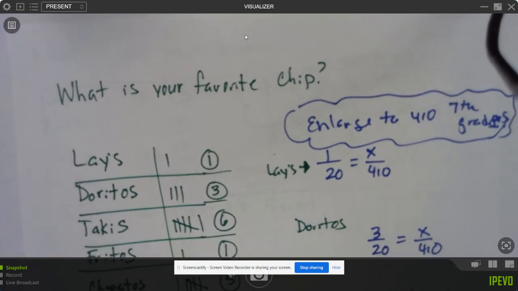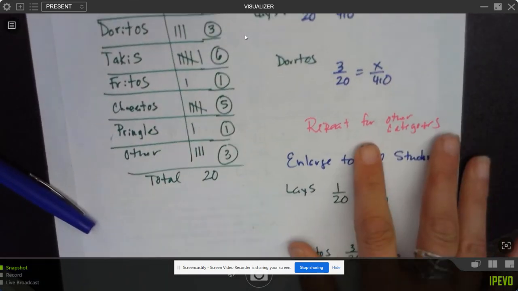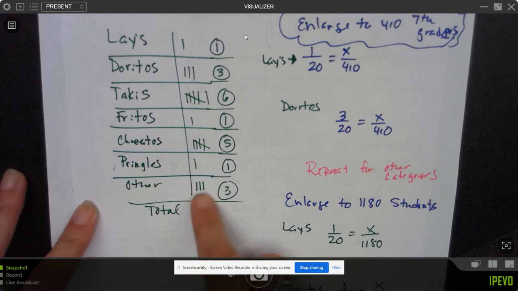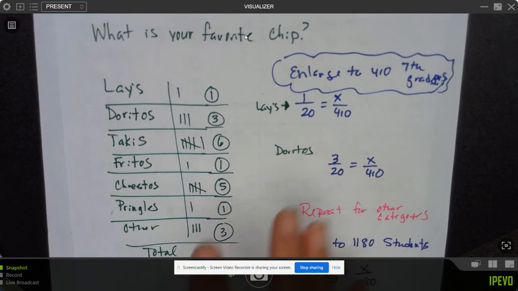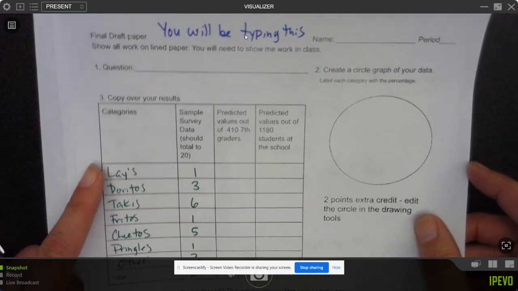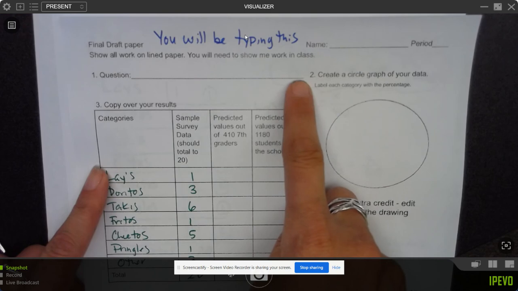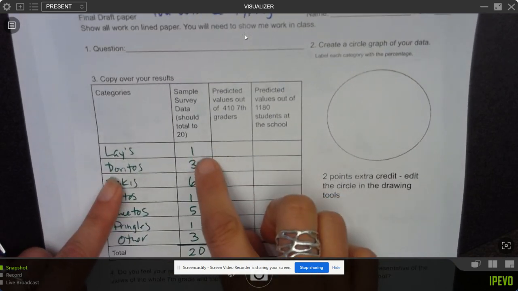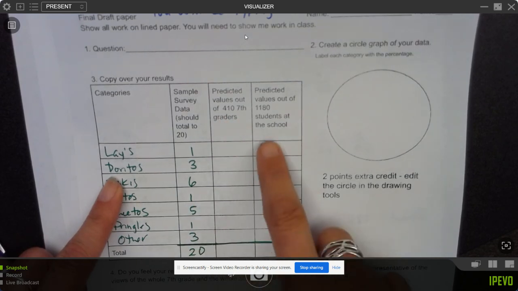Okay, so let's go over how to proceed with our project once we have our survey done. So I've surveyed 20 students and now I'm going to type that into the document. The document is in your Google Drive. So you're going to open your Google Drive and find today's assignment and you're going to write your question up here and you're going to write your categories here and you're going to change your tallies to numbers and you're going to enter them there. So now we're ready to start working on these two columns.